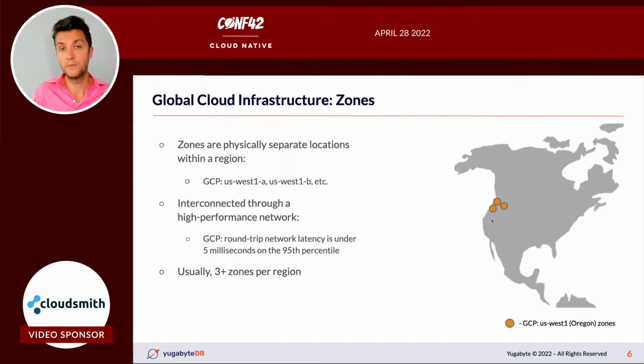The latency between the zones is extremely low. All the resources within the zones are interconnected through a high-performance network. If we refer to Google Cloud Platform again and talk about Google's infrastructure, then the round-trip network latency is under 5 milliseconds on the 95th percentile, and that's extremely fast. It's just the round trip between the zones.